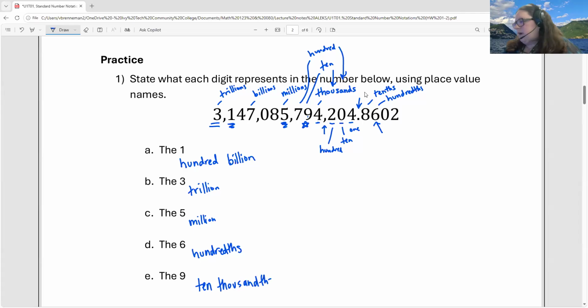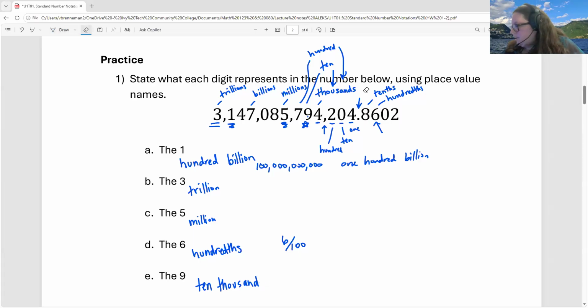So if we were just extracting each of these digits, we would have 100 billion. As numbers or as words, 3 trillion. We have 5 million. We have 6 hundredths, which could be written as a fraction, 6 hundredths. The 10, sorry, I put a th on that. That should not have a th.